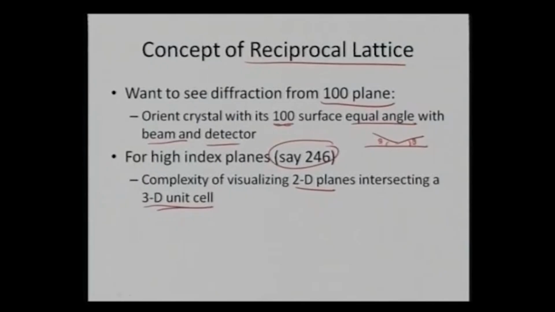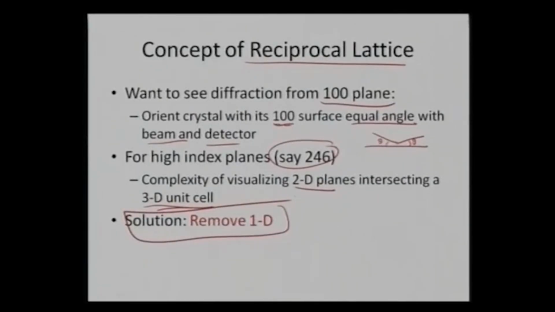So if you want to visualize this 246 plane, I can just remove 1 dimension of it. Once I remove 1 dimension, I can see everything in 2 dimensions, and that's what I am more comfortable with. So I can remove that 1 dimension from my unit cell, and what I see is everything in the reciprocal lattice spacing. I can form the same crystal in a reciprocal lattice; I remove one dimension, and now I have a much simpler view for analyzing. So I have a representation of the crystal itself in a reciprocal lattice, and I am removing one dimension. Now I have the same plane with much more simplicity.